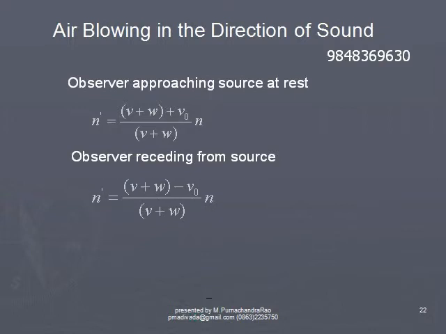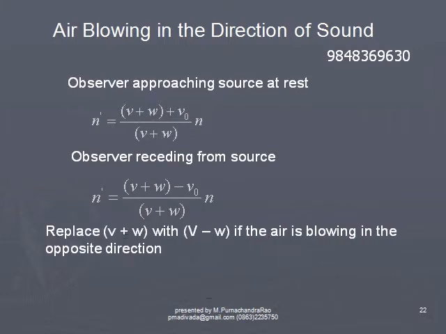If the observer is receding from a stationary source, the relation is n prime is equal to v plus w minus v naught divided by v plus w, whole multiplied by n.